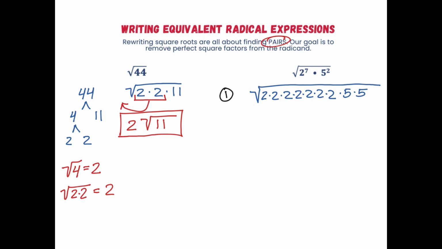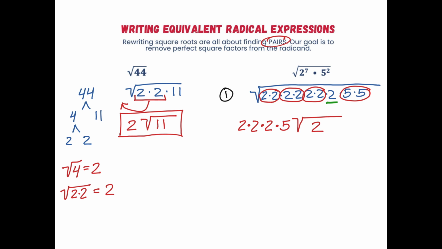Now, once I've written that all out, I can hunt for those perfect square pairs. So that would be a pair of 2s, another pair of 2s, there's a third pair of 2s, and then we have a pair of 5s. So we have found all of our pairs, and now we want to move them outside of the radical. So the square root of 2 times 2 is 2, again 2, and again 2. And the square root of 5 times 5 is 5. Then we look at what's left. The only thing left over is this 2 here. So that's going to be the only number left inside our radical.